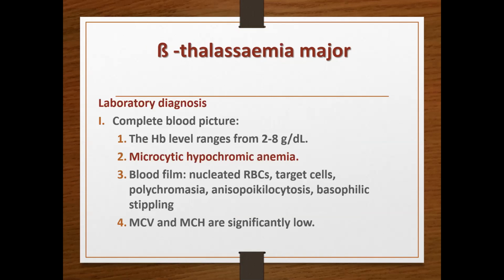The lab diagnosis and complete blood picture: hemoglobin level ranges from 2 to 8 grams per dL. There is microcytic hypochromic anemia. The blood film shows nucleated RBC due to active bone marrow, target cells, polychromasia, anisopoikilocytosis, and basophilic stippling. The MCV and MCH are significantly low.